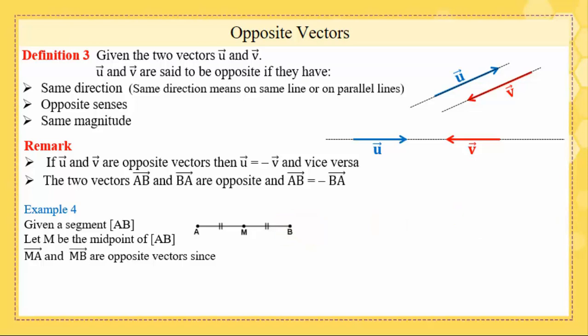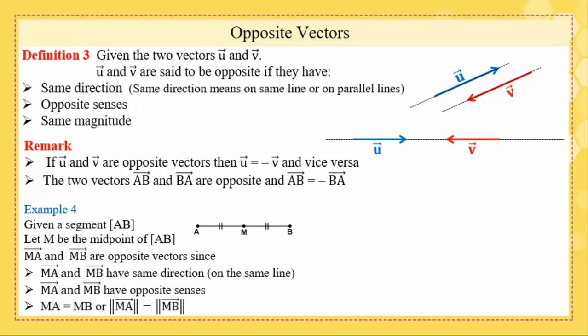These two vectors are said to be opposite because they have the same direction since they are on the same line. They have the same magnitude since the measure of segment MA is equal to the measure of segment MB because M is the midpoint of AB. But they have opposite senses. MB vector is going to the right while MA vector is going to the left.